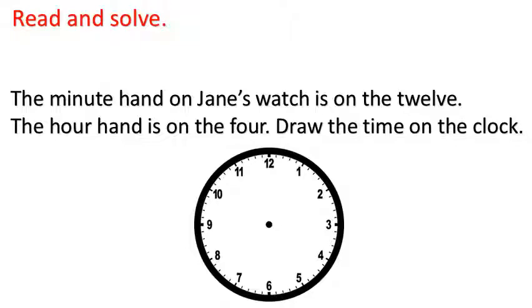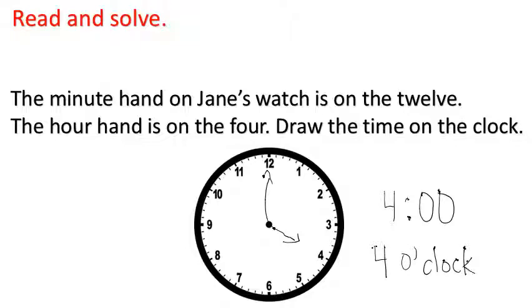That's right. So where does my hour hand belong? On the 4. And my minute hand is on the 12. So what time is it? 4 o'clock. So you can write that 2 ways. You can write it analog time, or you can write it out completely like this. Okay?